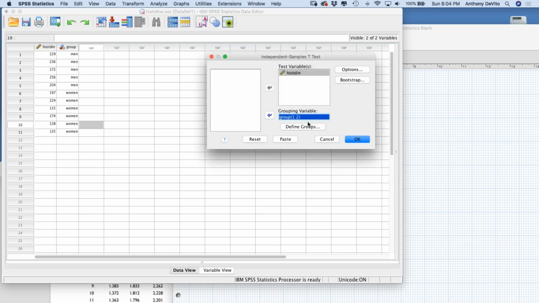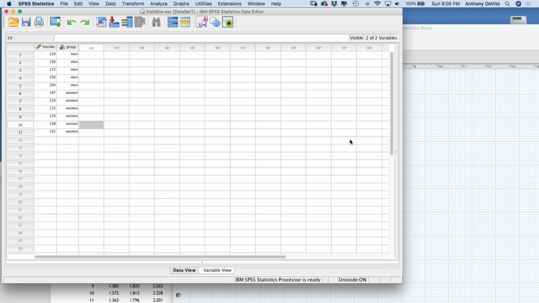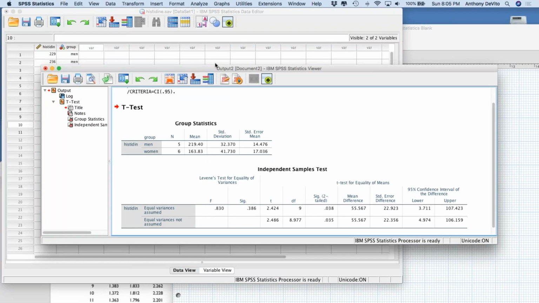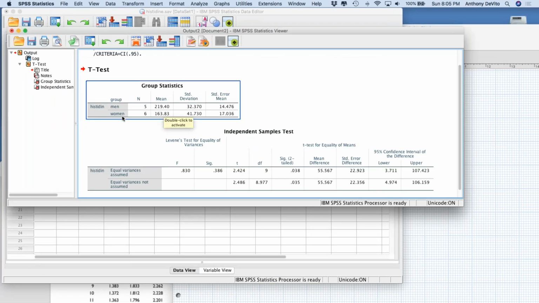1 and 2. So now SPSS understands that we're going to compare the mean for group 1, the men, to the mean for group 2, the females. Is it the same sample size? 6 women and 5 men, so even a different sample size. Okay, I'm going to click OK. SPSS brings up the output window with our result. Let's see what it tells us. First of all, the mean for men is 219. The mean for women is 163.